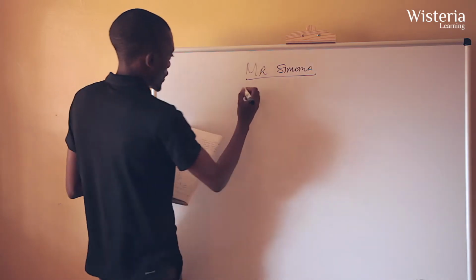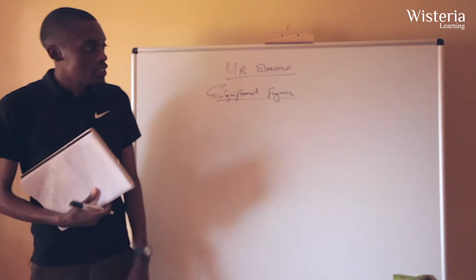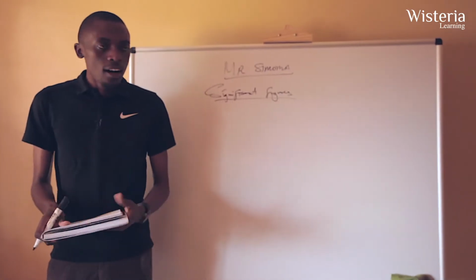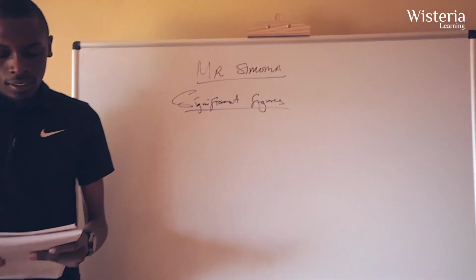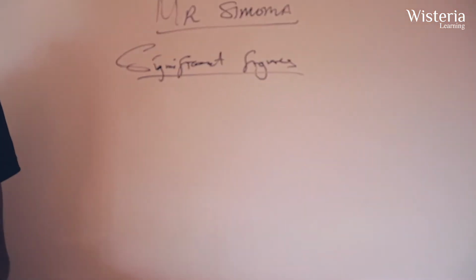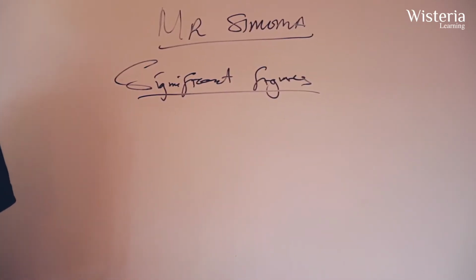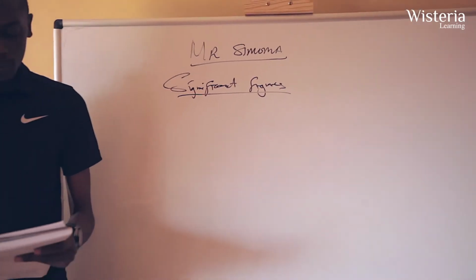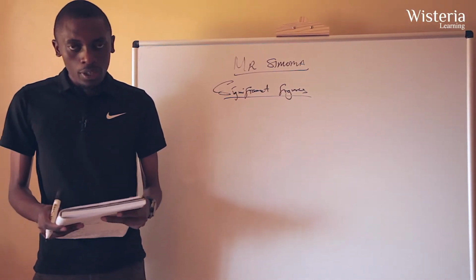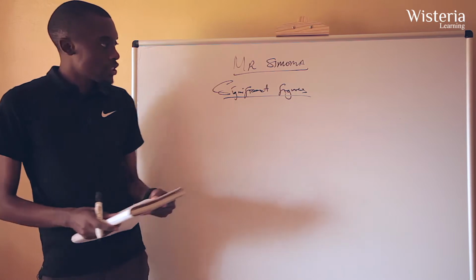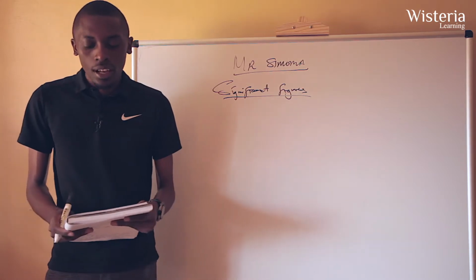So we're going to look at significant figures. Those are figures in a measurement that are known with certainty, plus the first two values after the decimal point that are not known for certain in that measurement. So I'm going to write the simple definition so that you can relate as well.